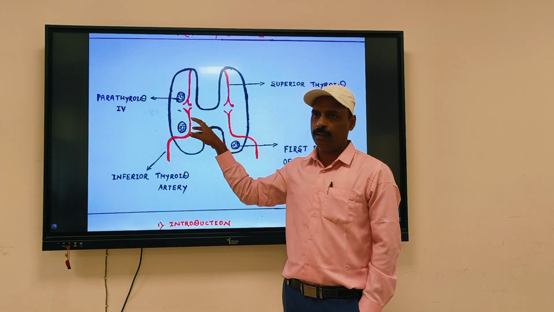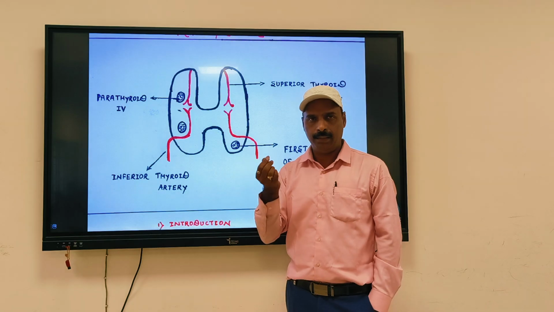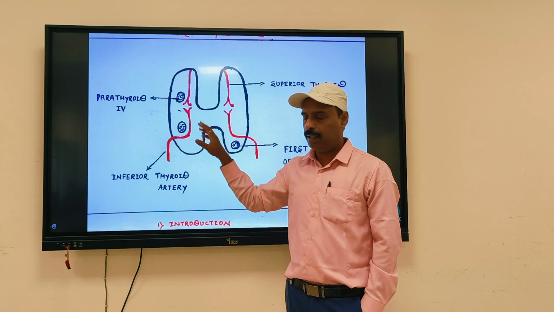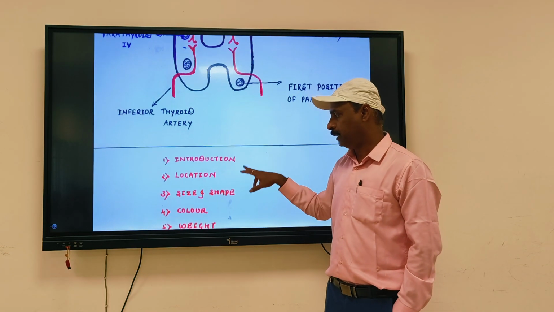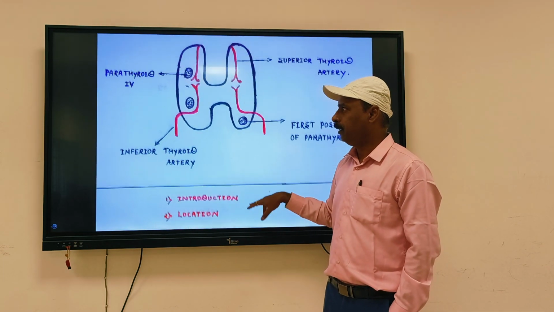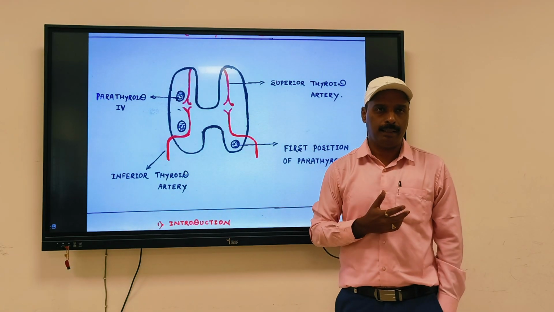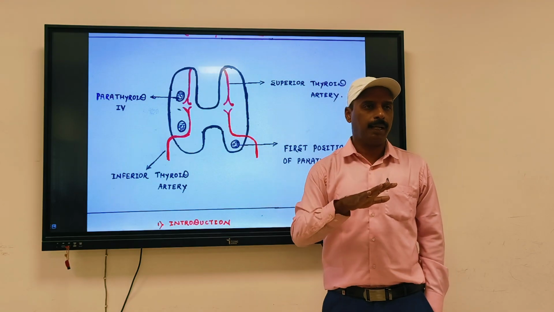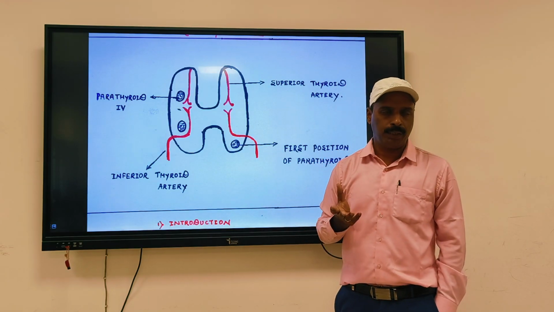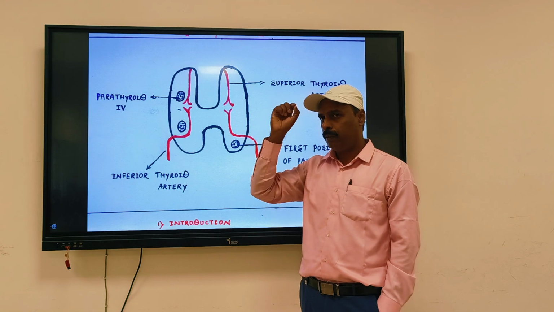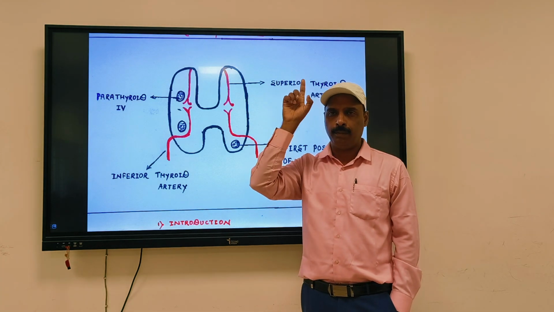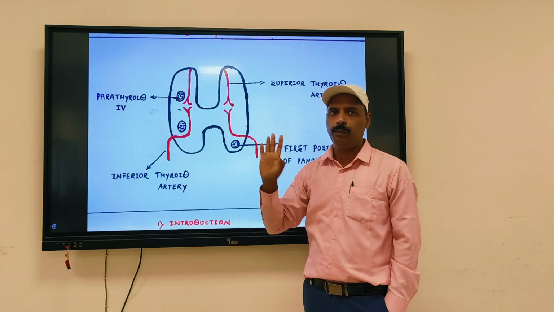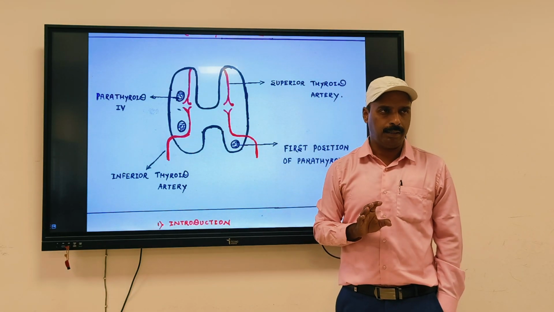Then I told you it is peanut in shape and size, and yellowish brown in color. It is a very small gland, so you have to differentiate it from the thyroid tissue, which is anterior to it. The yellowish brown part found on the posterior border, near the upper end and lower end, will be exactly the parathyroid gland.